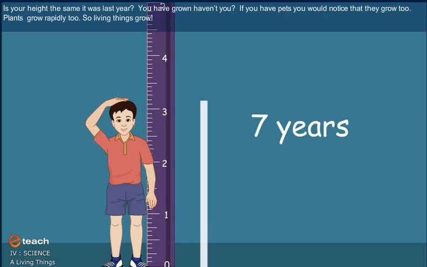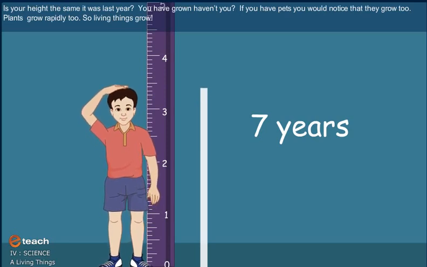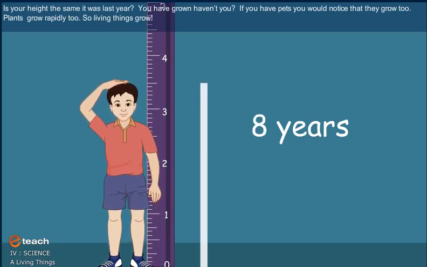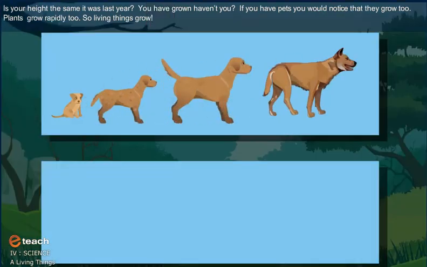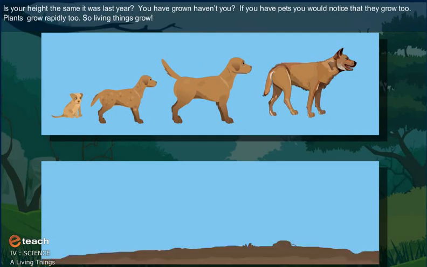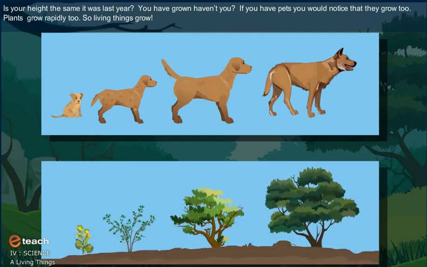Is your height the same as it was last year? You have grown, haven't you? If you have pets, you would notice that they grow too. Plants grow rapidly too. So, living things grow.